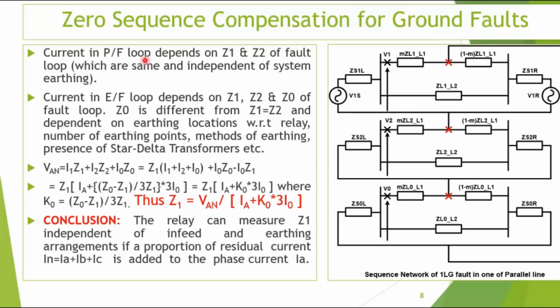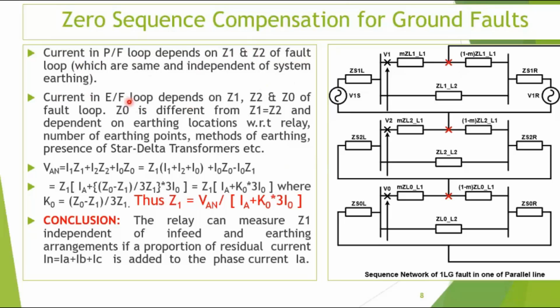Now, current in a phase fault loop depends on Z1 and Z2 of the fault loop. This Z1, Z2 is not zone 1, zone 2. This is the positive sequence impedance and negative sequence impedance of the fault loop, which are the same for a transmission line. In a transmission line, as it is a non-rotating element, the positive sequence and the negative sequence impedance are the same. Since the majority of the fault current passes through the transmission line, the Z1 and Z2 of the fault loop remain almost the same in a phase-to-phase fault.